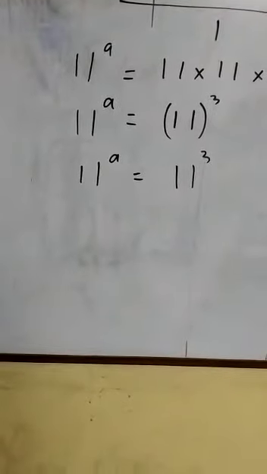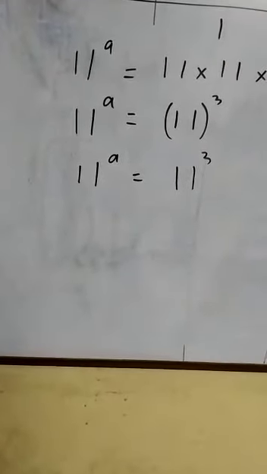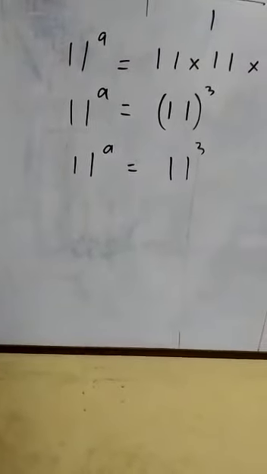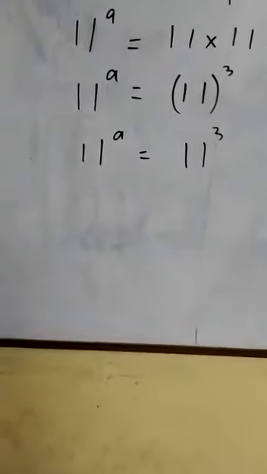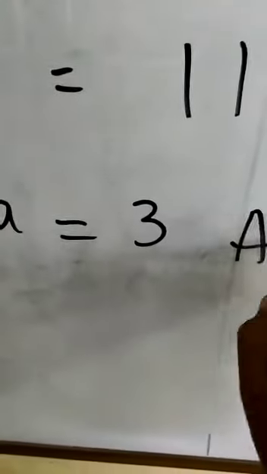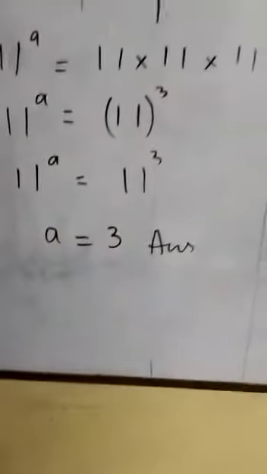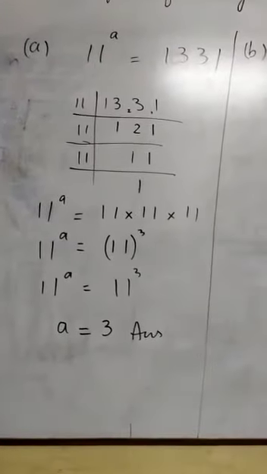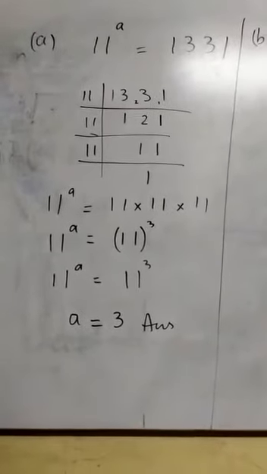Now there is a law of same bases: when bases are the same, powers are equal. This is the law. According to this law, our bases are the same, both bases are 11, so the powers will be considered equal. In this way we found the value of a, which came out to be 3 in this equation.